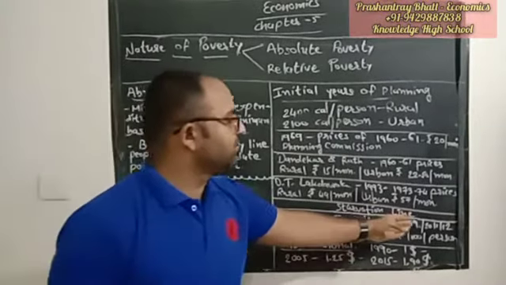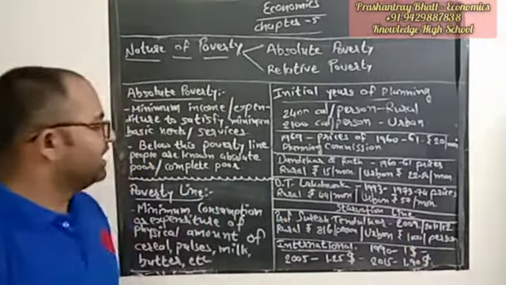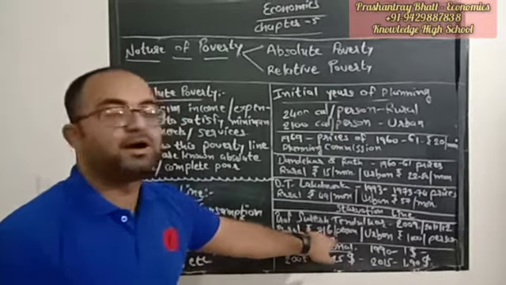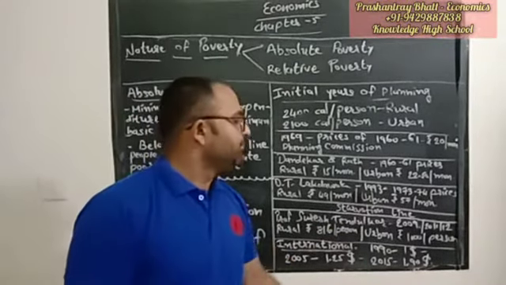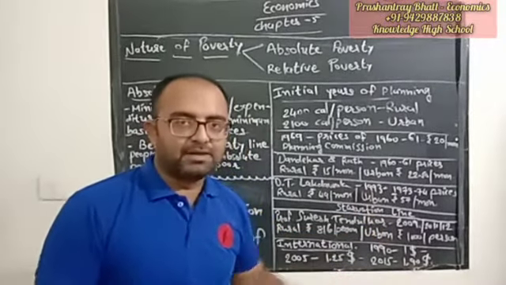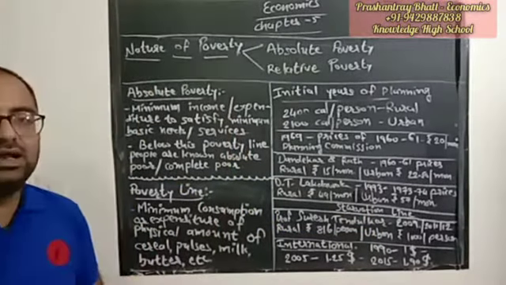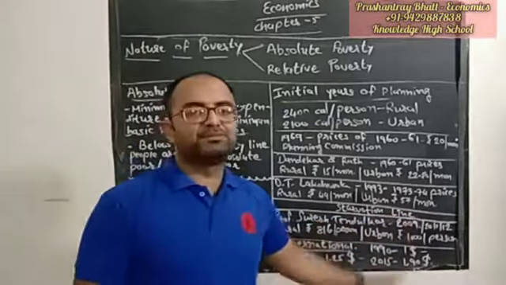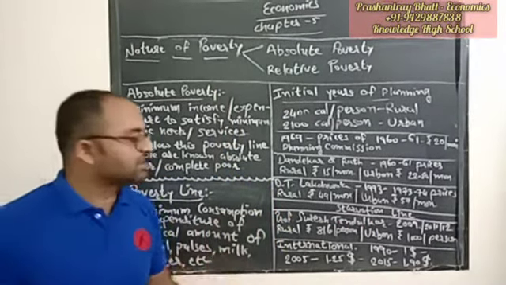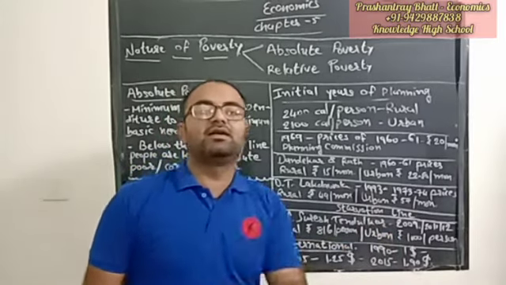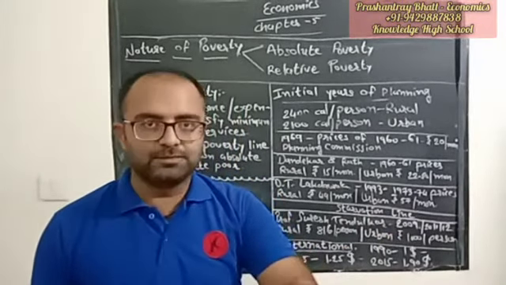And then in 2011-12 he defined the new poverty line, and that was rupees 816 per person per month in the rural area, and in the urban area rupees 1000 per person per month. That means to survive well, a person needs 1000 rupees per month. If there is any family with 10 people, their income must be minimum 10,000. If they are earning less than 10,000, they are known as poor.